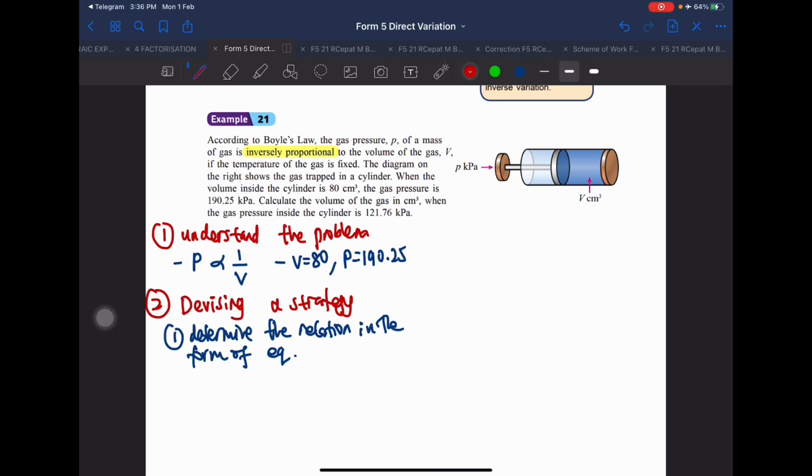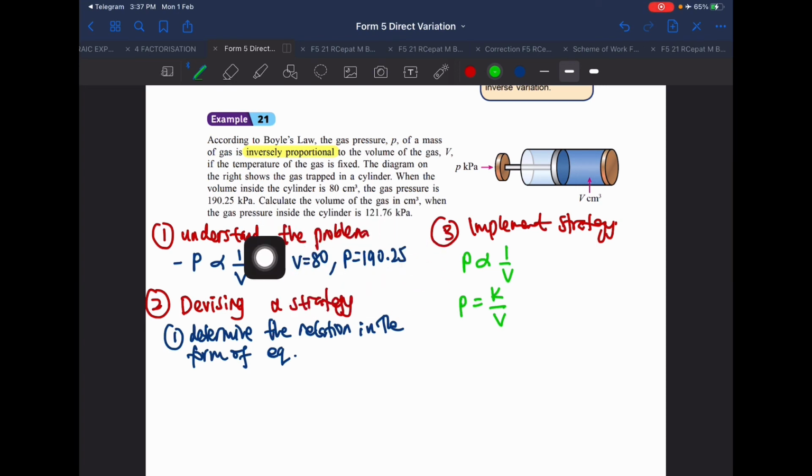Next, the third step is we implement our strategy. We have P is inversely proportional to V, so we need to convert this relation into the form of equation. So we have P is equal to k over V. Next, we need to find the value of k by using this information. Substitute the two values: 190.25 is equal to k over 80. So k, you press your calculator, 190.25 times 80, we get 15220.